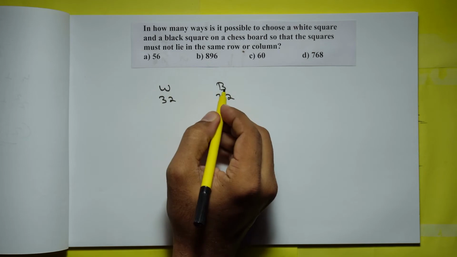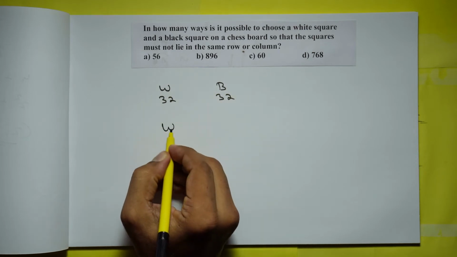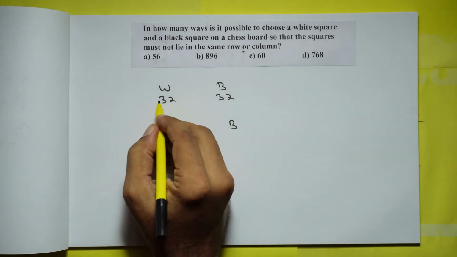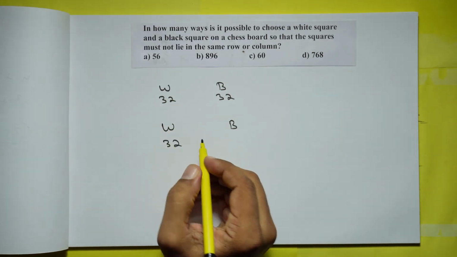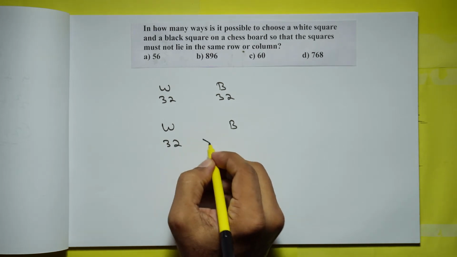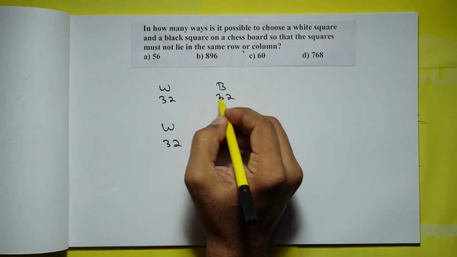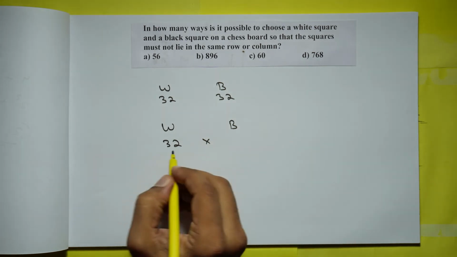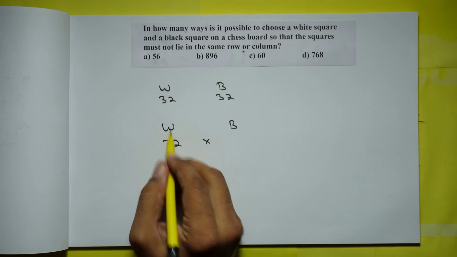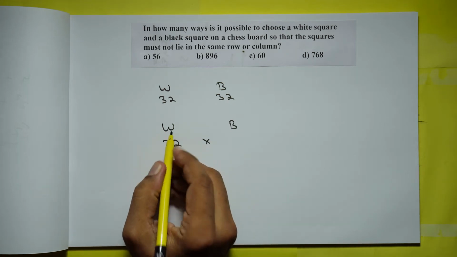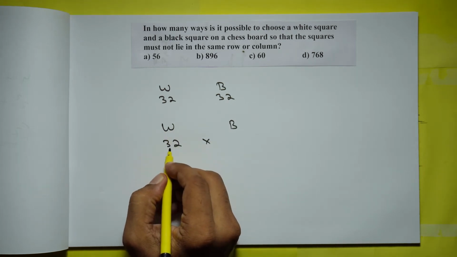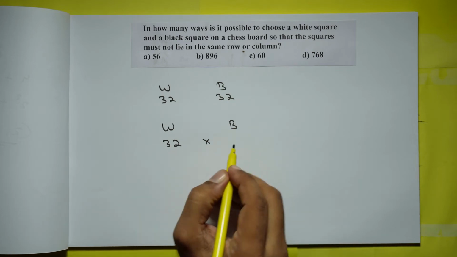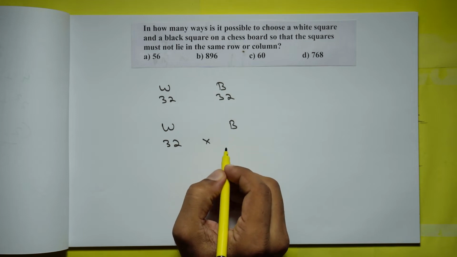So we'll find out the number of outcomes when we first choose a white and then we will choose a black. Now white can be any of the 32, so 32 possible outcomes. Next we'll find out the number of outcomes for the black. Now that black square should not lie in the same row, and it should not lie in the same column. Now one white square has already been chosen. Now in its row there will be 4 blacks. Those 4 blacks cannot be chosen.